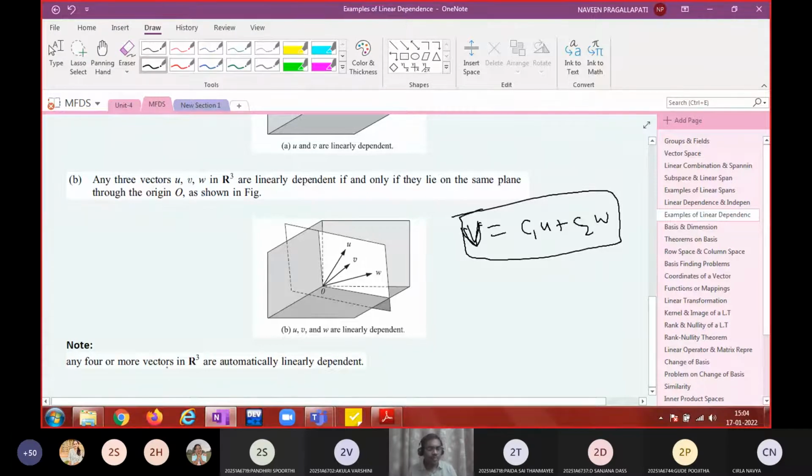If you take any four vectors in R cube, in a three-dimensional space, if you take more than three vectors, the linear combination of the four vectors is going to be a vector in the three-dimensional space. That means all the linear combinations are falling into R cube. Therefore, any four or more vectors are going to be linearly dependent.